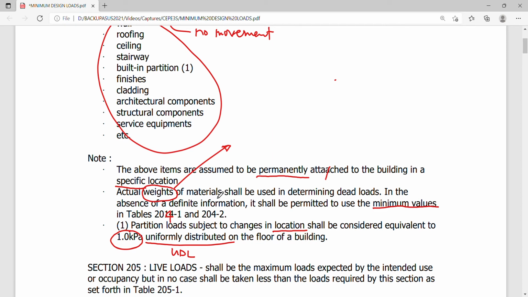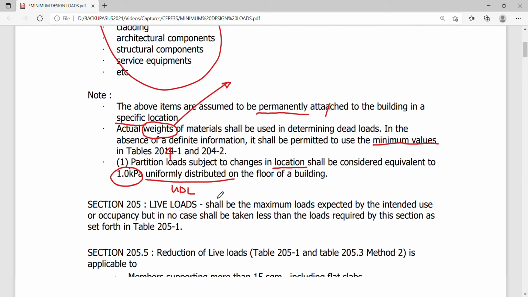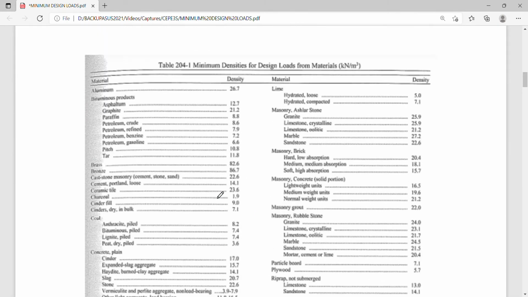So let's take a look. Let's just take a glance of what the tables 204.1 and 204.2 gives us here. So for table 204.1, you will see here some suggested unit weight. Okay, so you have here a unit weight of the material, and this unit weight are computed in terms of the different types of possible materials you will be needing in construction.